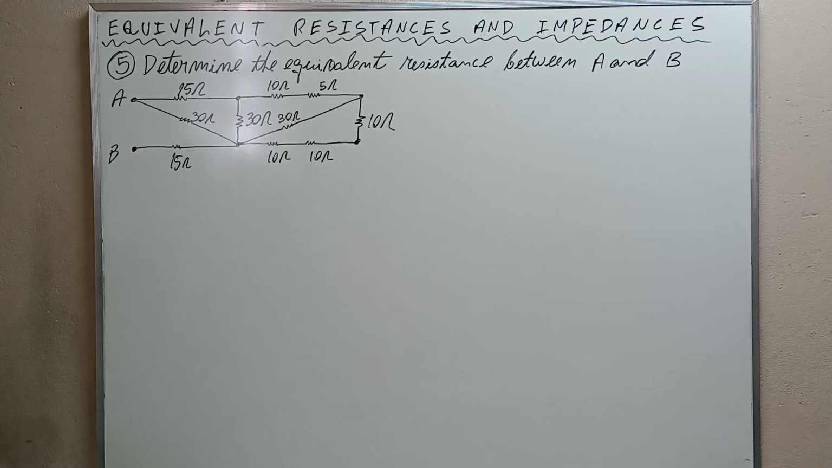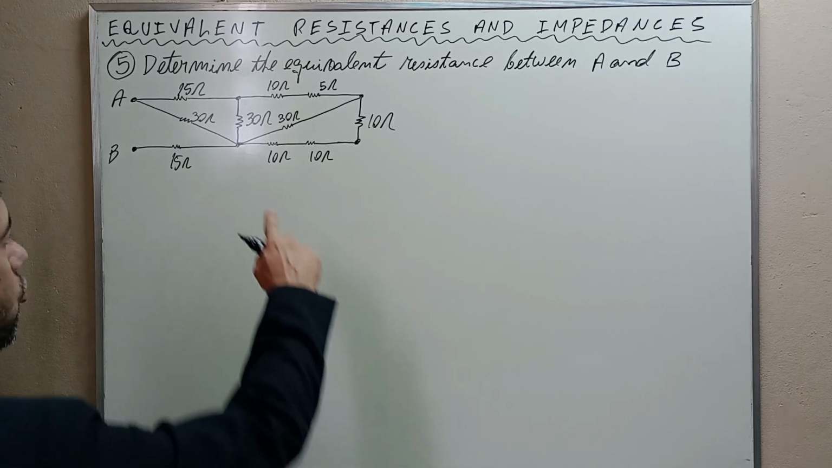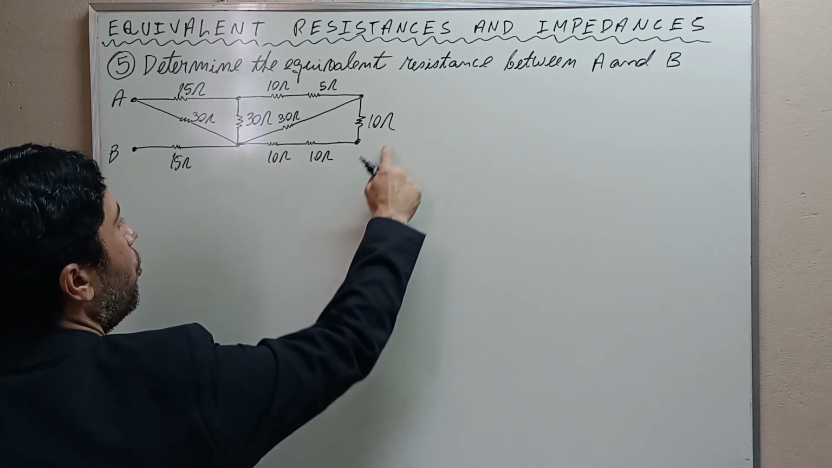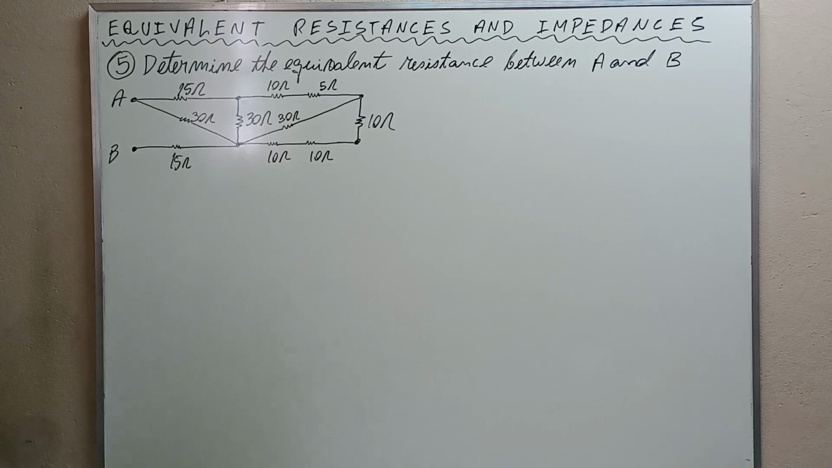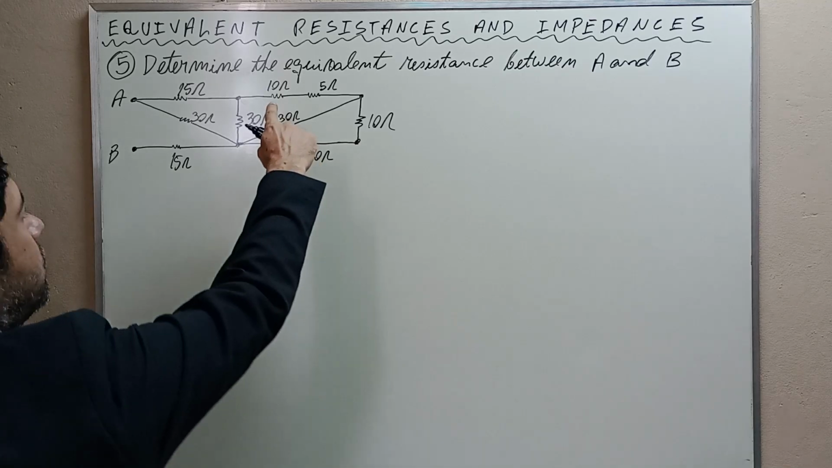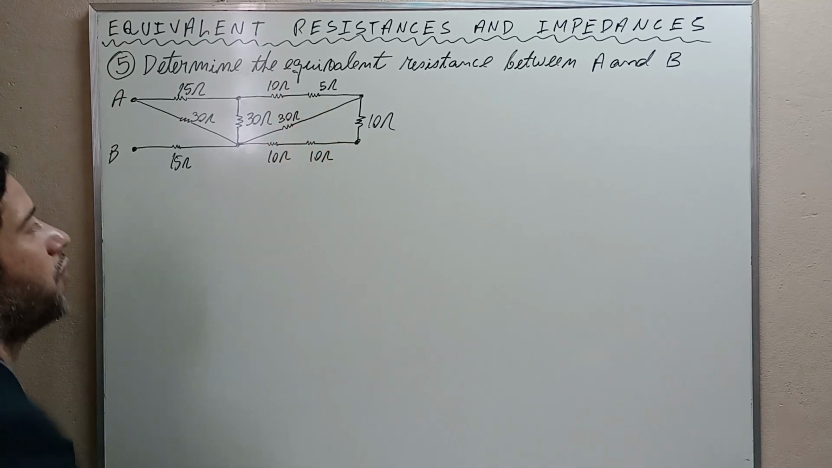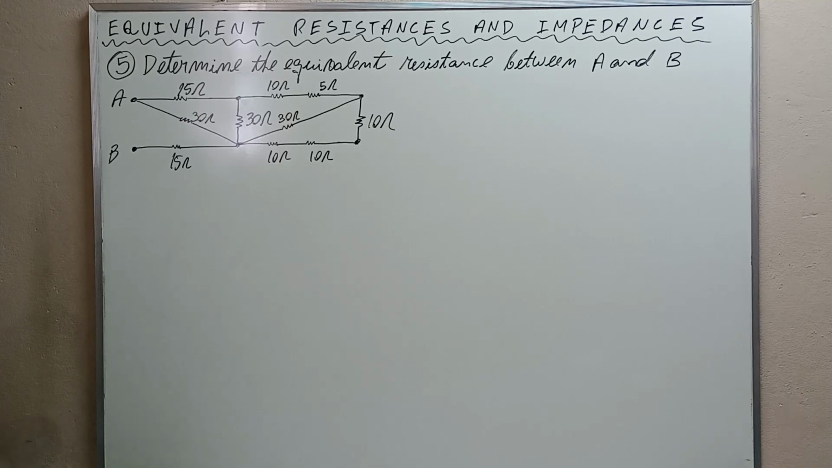Observe at the far right, there are 3 10 ohms resistances in series here. Observe also that there is a 10 ohms resistance in series with a 5 ohms resistance. This is the first observation.